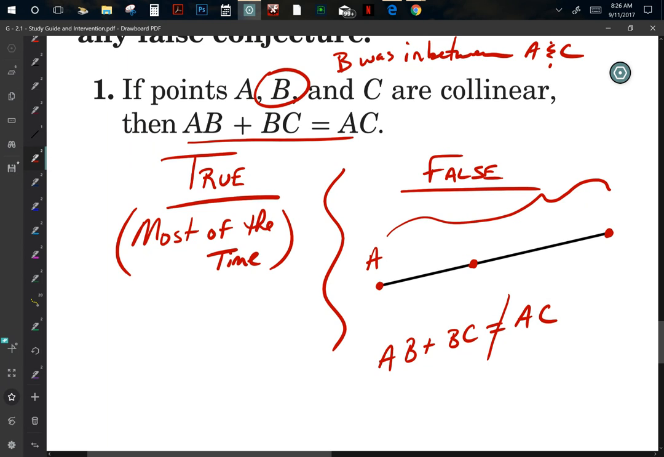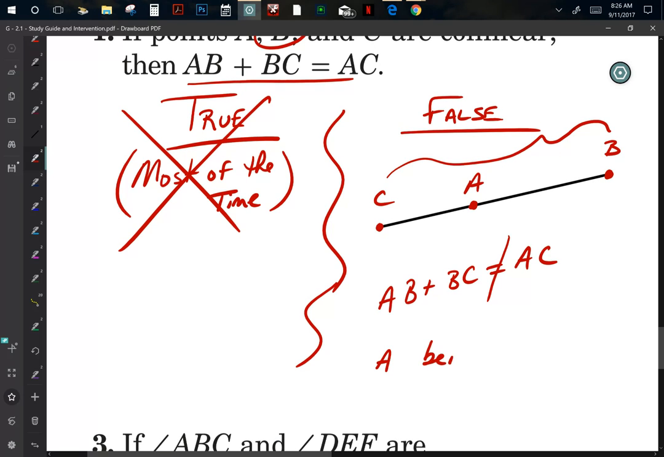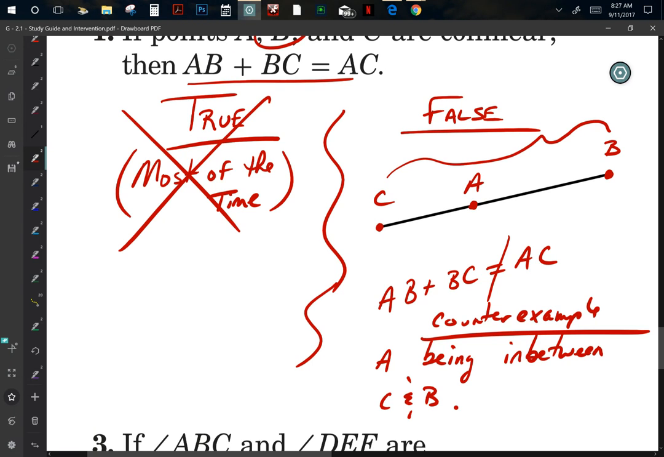But all you have to do is put C here or put A there. So in words, your counterexample would be A being in between C and B. Wouldn't that be a counterexample? Does everyone agree?